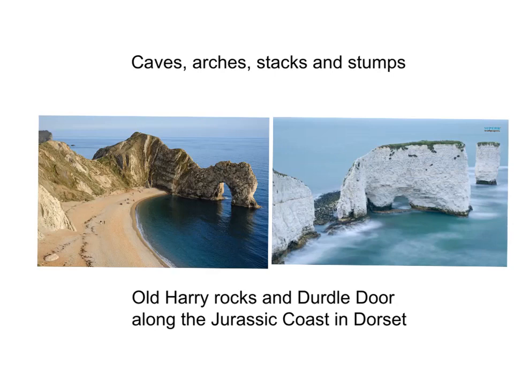Today we're going to look at caves, arches, stacks and stumps. The two examples to explain this are Old Harry Rocks, which is over here. This is Old Harry, a stack on the Jurassic coastline, South Dorset, and then just further west along the coast, Geological, which is over here, which is an arch. So let's see how these two landforms are formed.